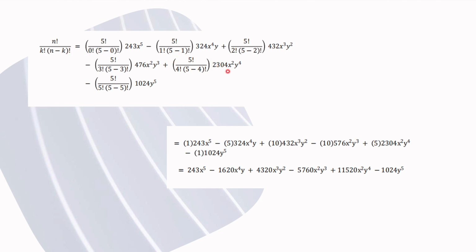And the last answer we get is 243x to the power of 5 minus 1620x to the power of 4 y plus 4320x to the power of 3 y squared minus 5760x squared y to the power of 3 plus 11520x y to the power of 4 minus 1024y to the power of 5.